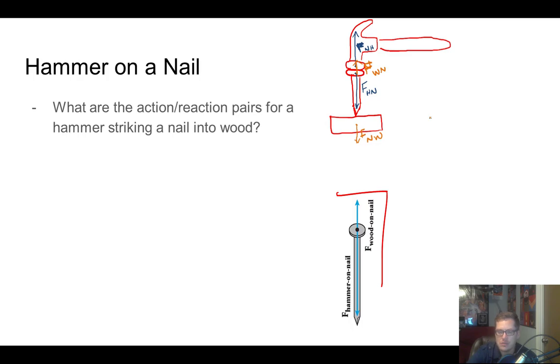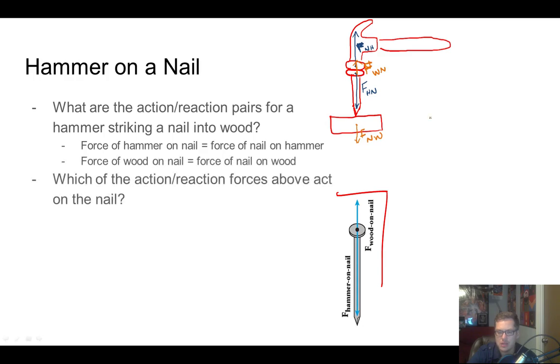All right. So let's see if we came up with the same ones. Force of hammer on the nail, force of the nail on hammer, force of the wood on nail, force of the nail on wood. Nailed it. Okay. So which of the reaction forces above act on the nail? Well, the only ones that are acting on the nail are the ones that start on the nail or have the nail in the second subscript. So it would be the force of the hammer on the nail and the force of the wood on the nail. All right. So these two here, these are our two that we care about.